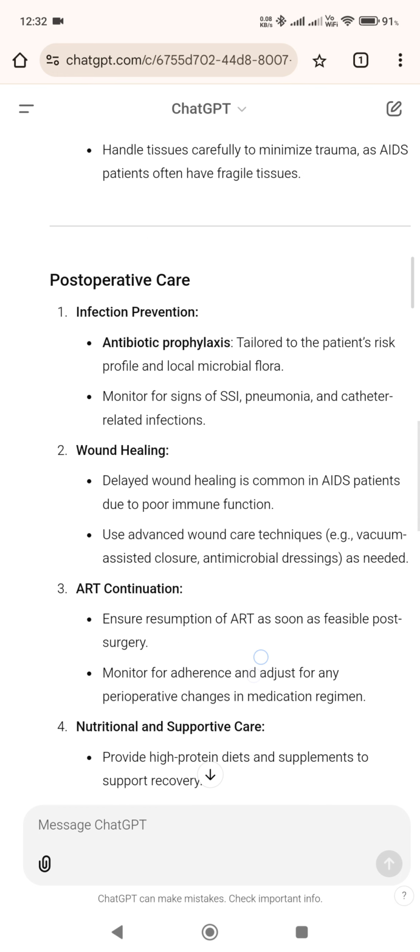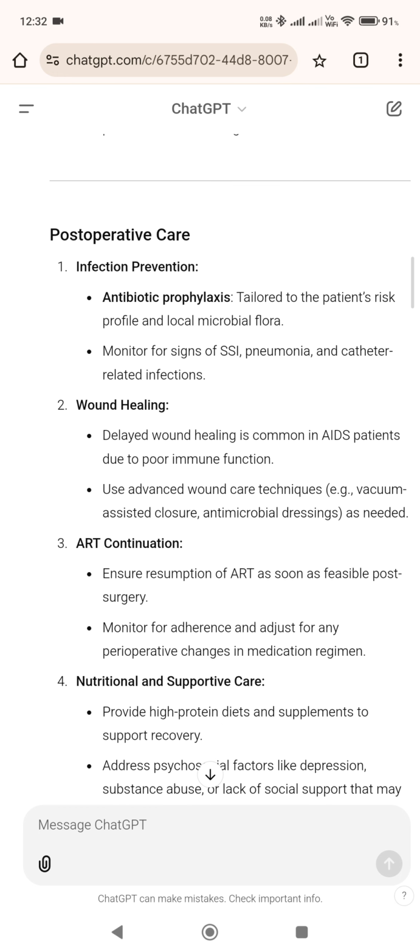Postoperative care. 1. Infection prevention. Antibiotic prophylaxis, tailored to the patient's risk profile and local microbial flora. Monitor for signs of SSI, pneumonia, and catheter-related infections.